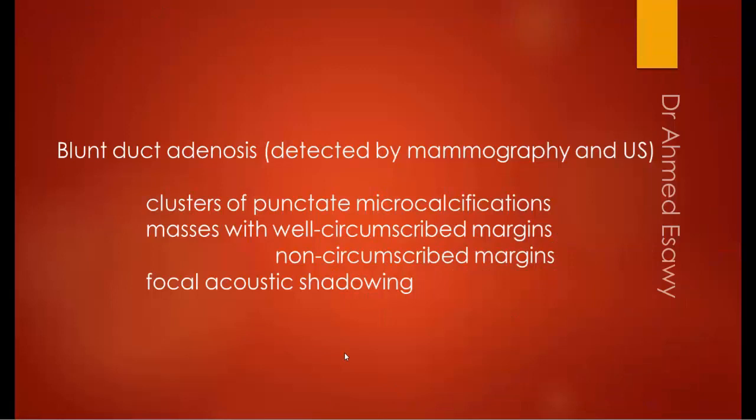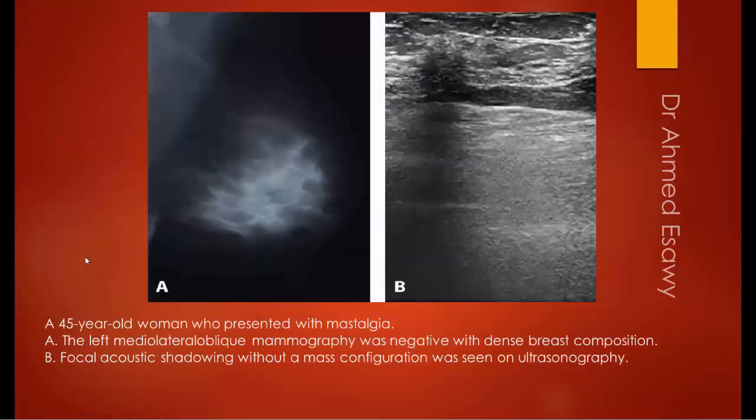Next type of fibroadenosis is blunt duct adenosis. Blunt duct adenosis is detected by mammography and ultrasound as clusters of punctate microcalcification, masses with well-circumscribed margins, non-circumscribed margins, or focal acoustic shadowing. This is a woman presenting with mastalgia. Mammography was negative with dense breast composition. Focal acoustic shadowing without a mass is seen in ultrasound. This is blunt duct adenosis, one type of fibroadenosis.